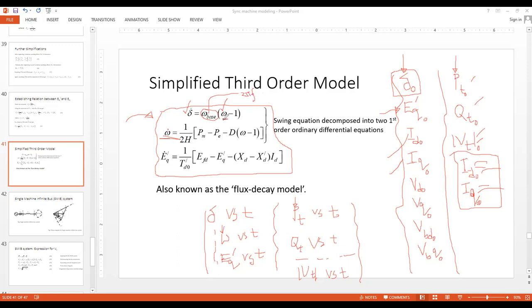So can anyone say what would be the value of omega here in steady state, or the initial equilibrium point? Can we find the omega initial value from this equation alone? The left-hand side is simply d delta over dt. Under steady state, what would happen to this? In steady state, what would happen to d delta over dt? Anyone?